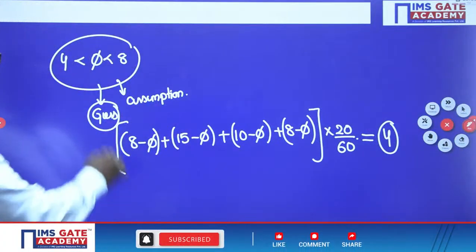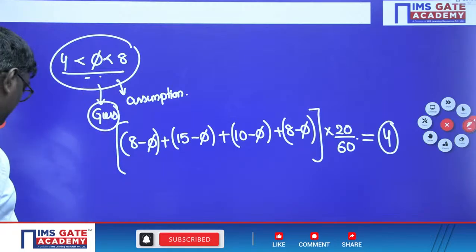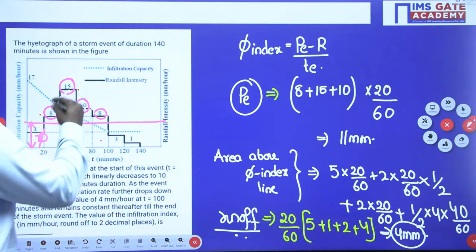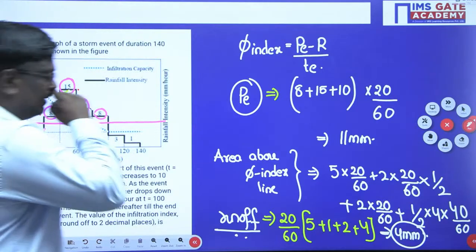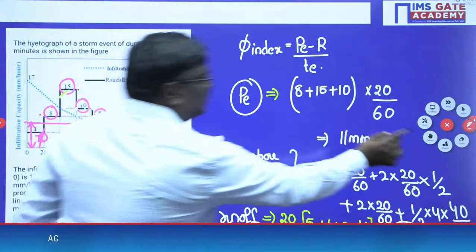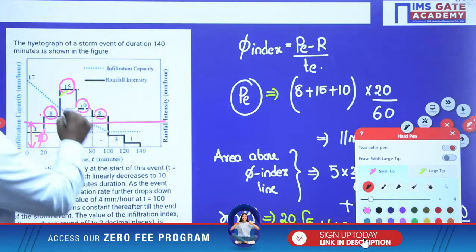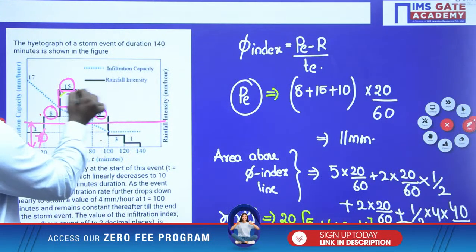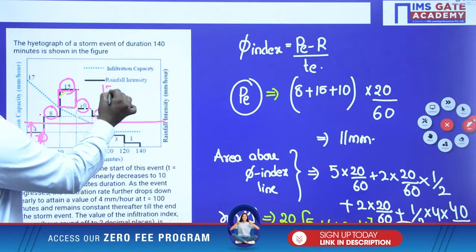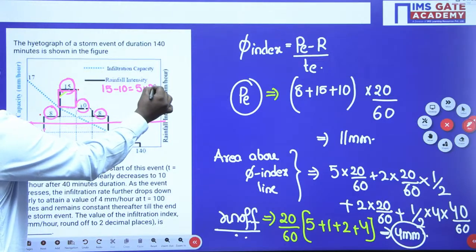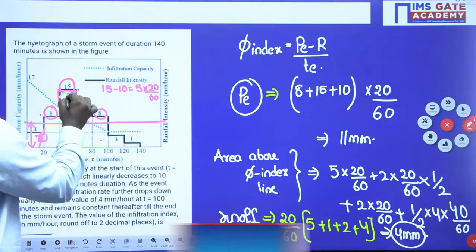I am assuming that 5 index lies between 4 and 8. Please listen carefully here, students. Whatever area I have found here, let me tell you. See, this first area is how much, sir? 15 minus 10 is 5, into 20 by 60. This is the first one.